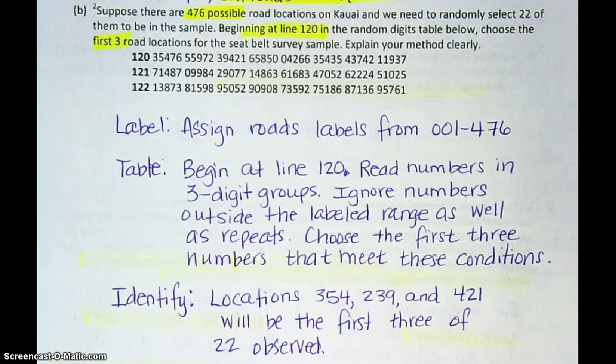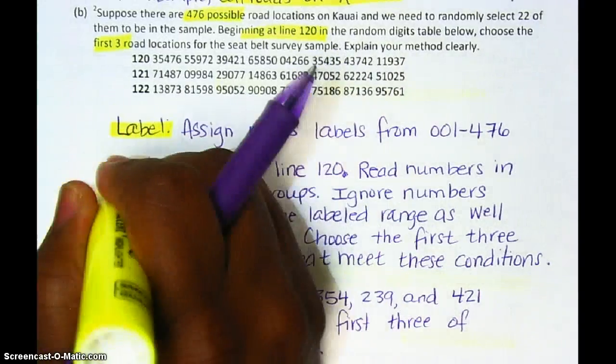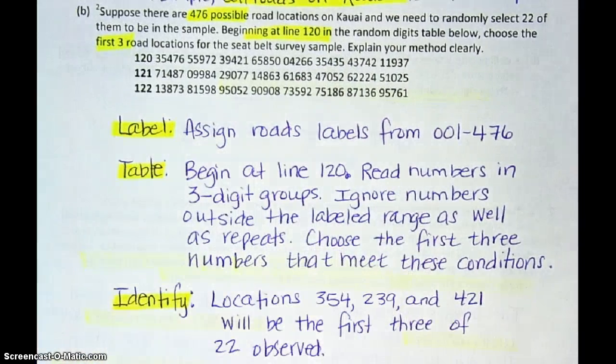Suppose there are 476 possible road locations on Kauai, and we need to randomly select 22 of them to be in the sample. Beginning at line 120 in the random digits table below, choose the first 3 road locations for the seatbelt survey sample. Explain your method clearly. In explaining our method, we want to make sure we use 3 steps. Label, table, identify. Label, we want to make sure we assign roads labels from 001 to 476.